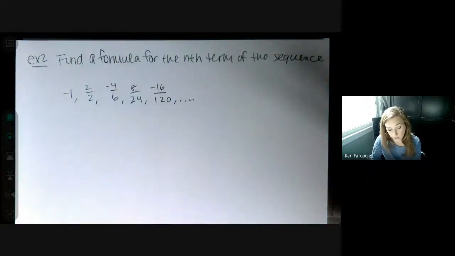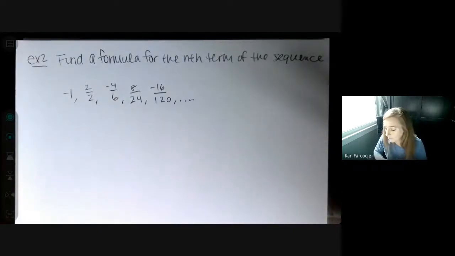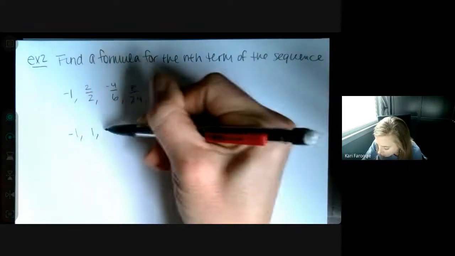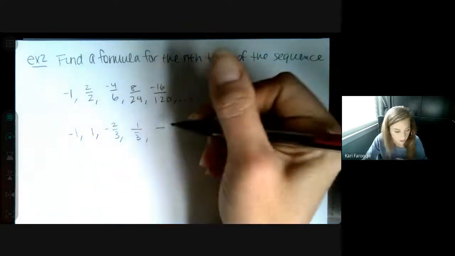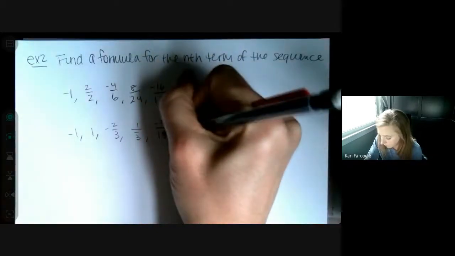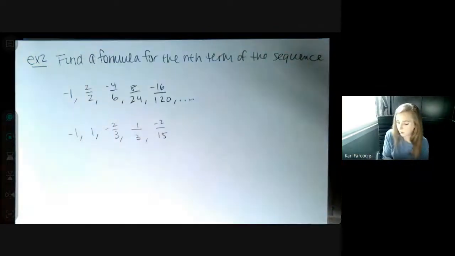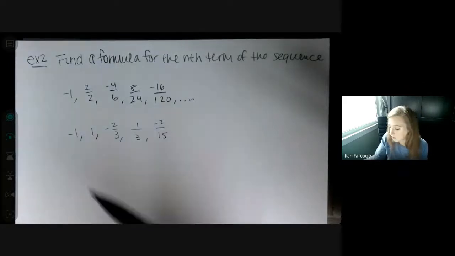Now, notice that I did not give you these terms as simplified fractions because that would have made this a lot harder. If these were unsimplified, you would have had -1, 1, -2/3, 1/3, and then 2/15. And this would have been a much harder problem to do because it's much harder to see the relationship between these values. So that's something to keep in mind.